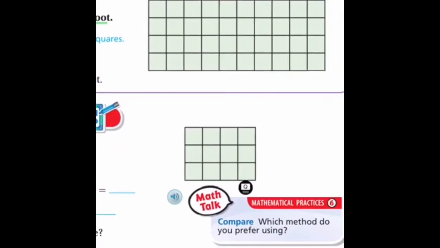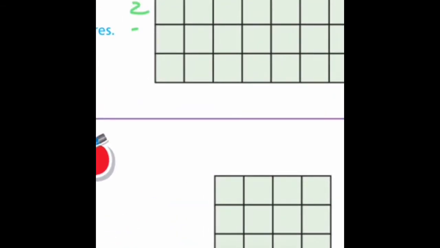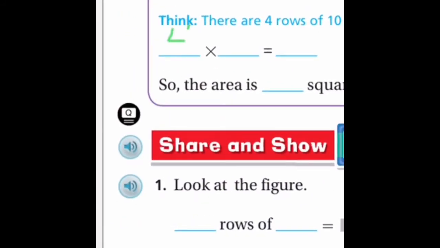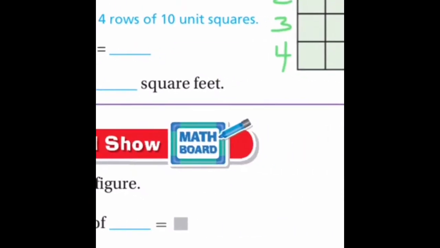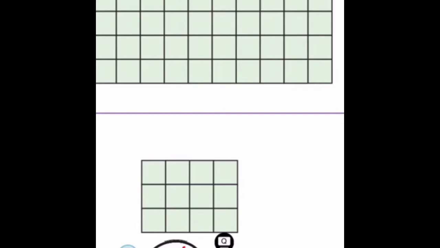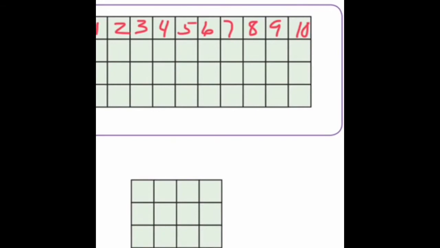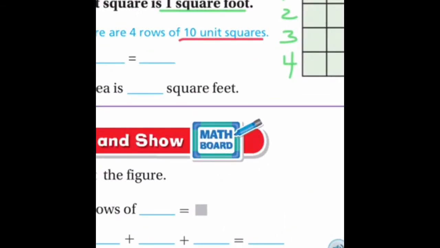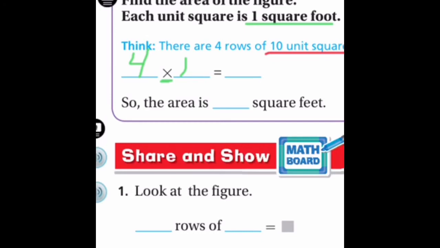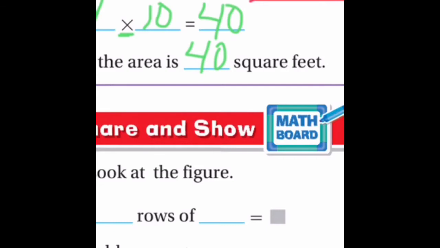So if we look, we have 4 rows, 1, 2, 3, 4 rows going side to side, right? So we have 4 rows of, and then we have to count up how many are in the row, and they already told us, but we'll count it anyway. 1, 2, 3, 4, 5, 6, 7, 8, 9, 10. 10 in each row. They haven't told us that right there. But 10 in each row. 4 rows of 10. 4 times 10 equals 40. So the area is 40 square feet.